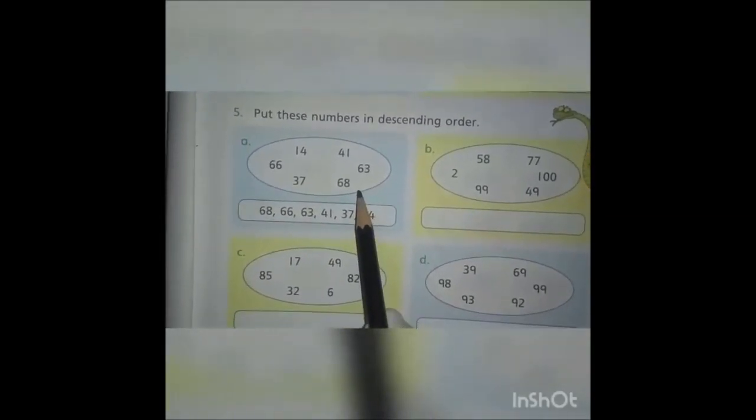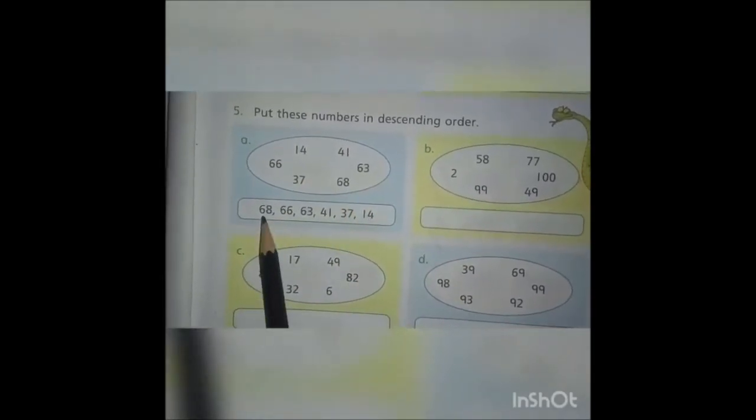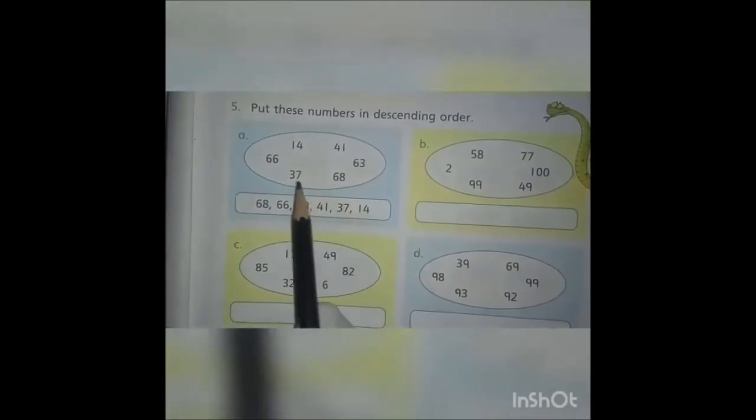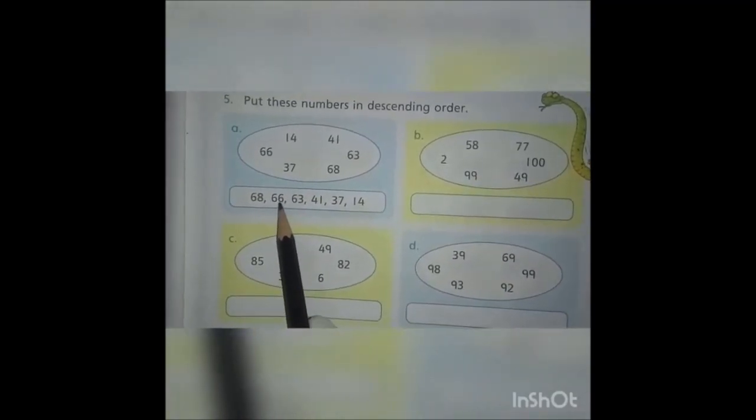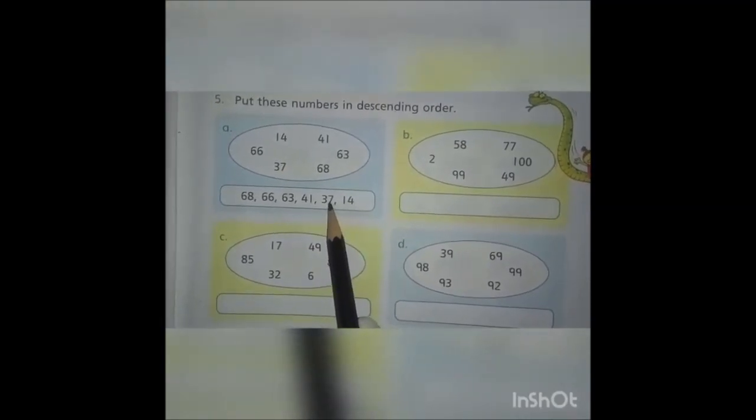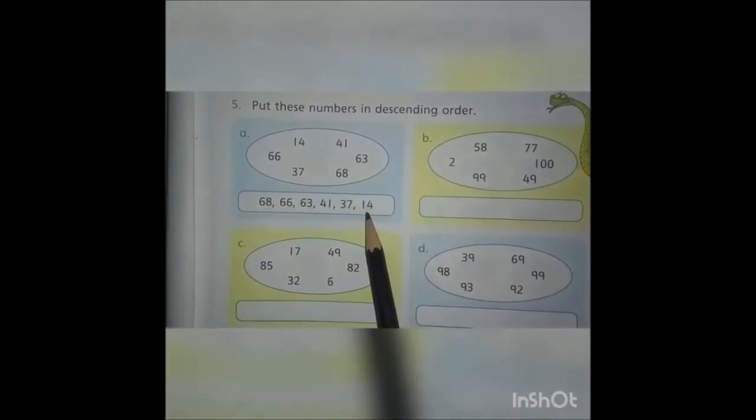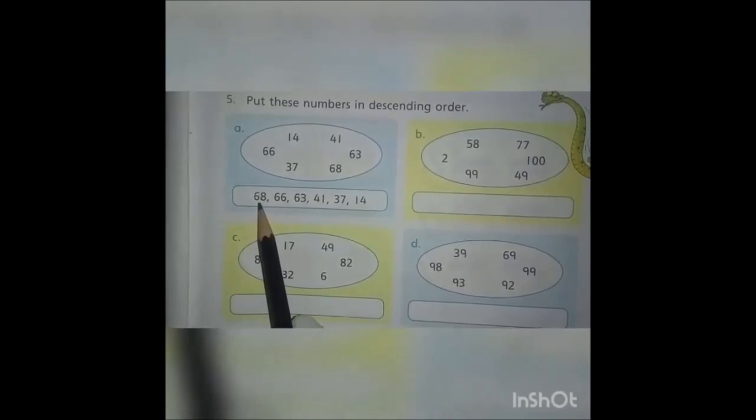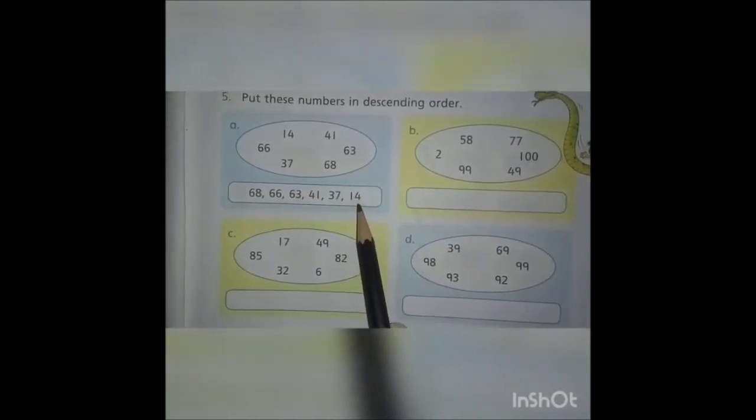Tell me children, biggest number बताइए. Yes, 68. We write 68. What comes after 68? Yes, 66. Then 66. Then 63, 41, 37 and in the last the smaller number will come. And the smaller number is 14. We start with the bigger number and end with the smaller number.